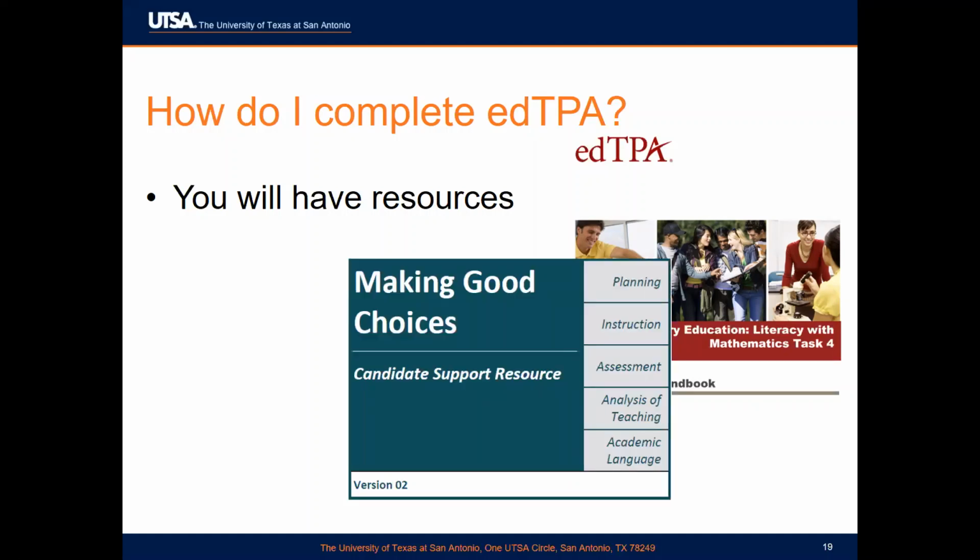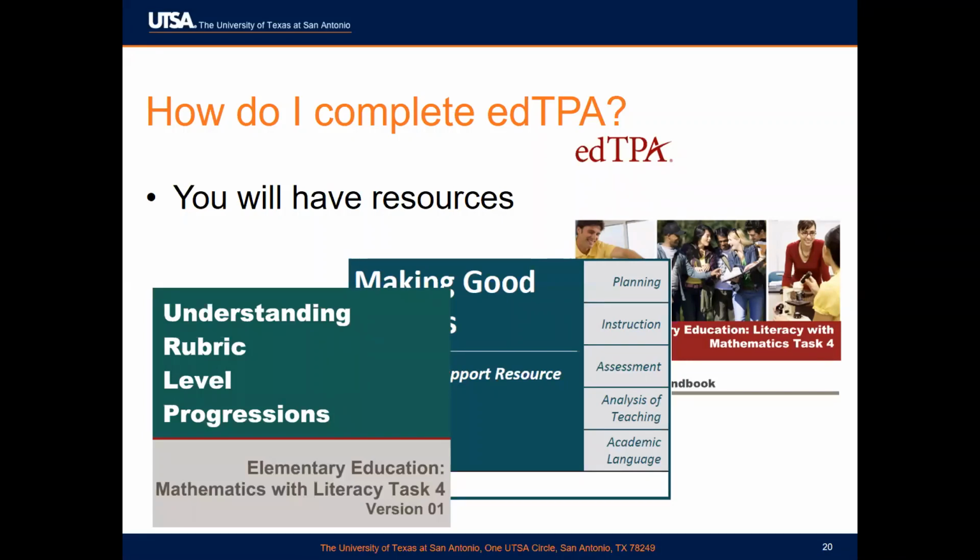Another resource that will be available to you is one called Making Good Choices, that talks about some of the edTPA unique aspects of doing this effort. And then the third thing that we'll offer to you is a thing called Understanding Rubric Level Progressions. So you complete a part of the edTPA and your question is, well, did I do a good job with that? And the rubrics can help you understand that, and then understanding what the rubrics really mean will help you a little bit even further.